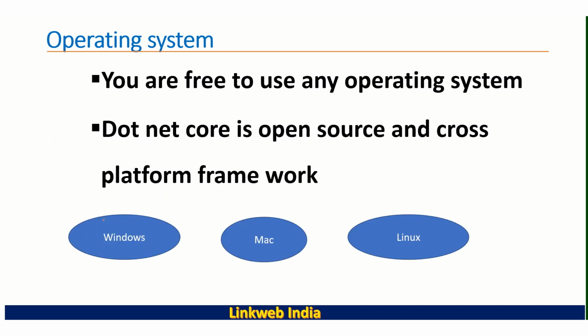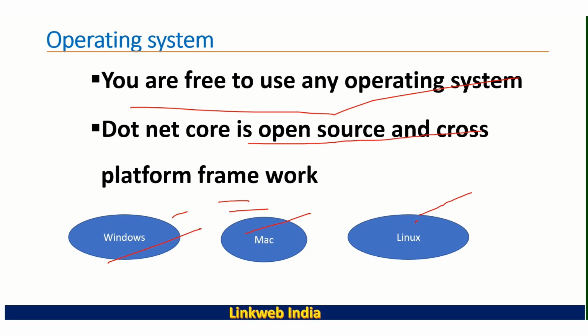The next one is the operating system. You are free to use any operating system, like Windows, Mac, or Linux, because .NET Core is open source and cross platform. It's not bound to any one platform. So you can use Windows, Mac, or Linux on your server or your client machine.